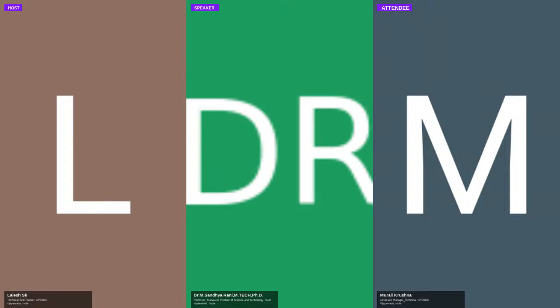In the chat box, someone asks how to find the objective of our problem statement. Coming to this, we already discussed that research should have certain goals and objectives, and we already discussed the difference between goals and objectives.